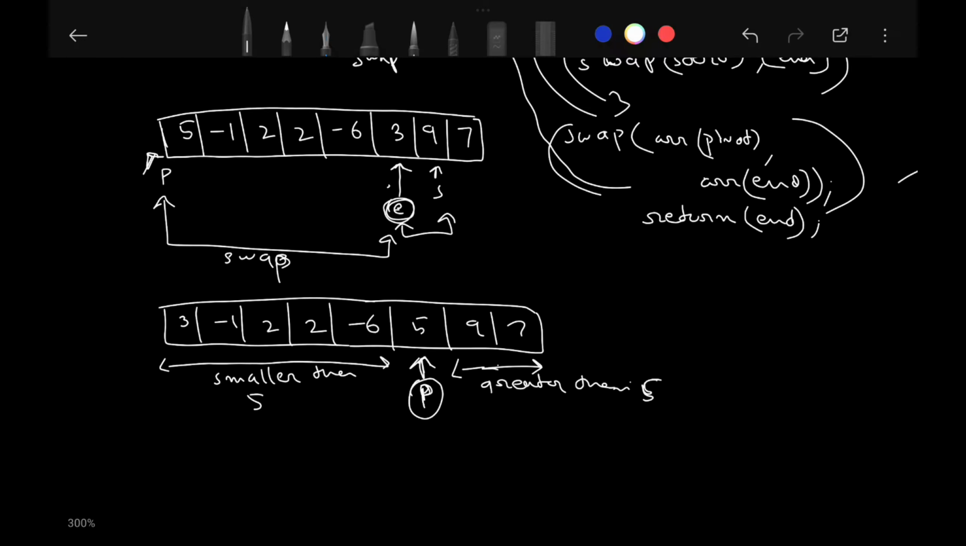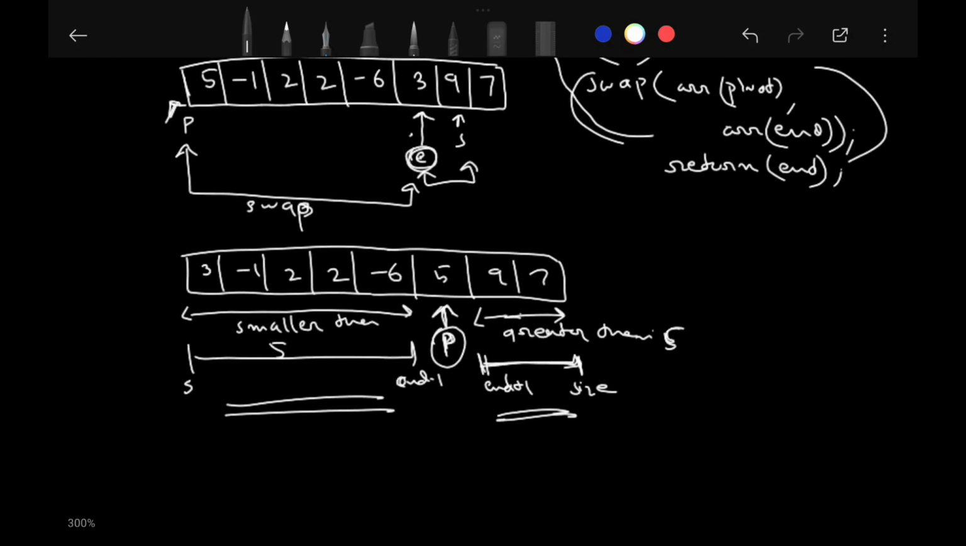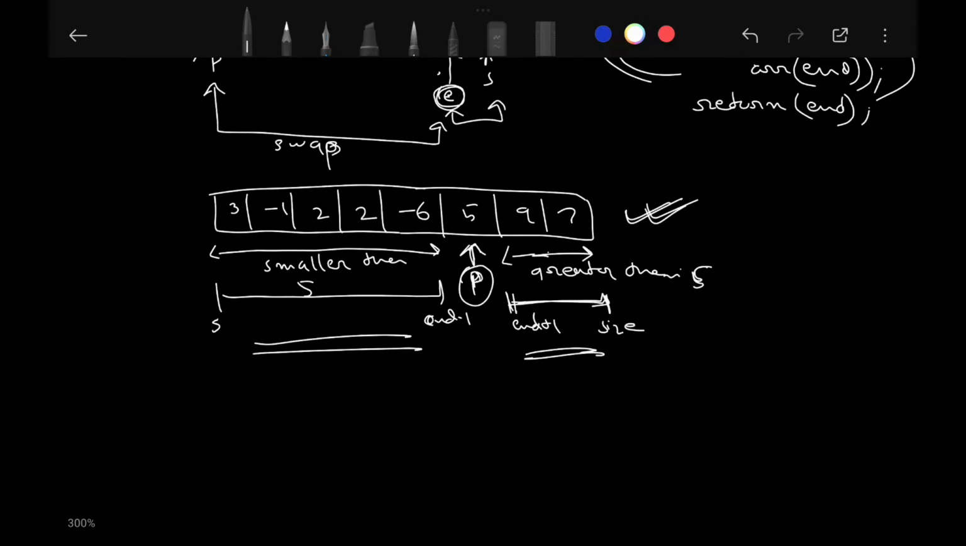After we have done that, the rest of the cases would be done through recursion. That means starting from start to end minus 1, and from end plus 1 till the size of the array, we will give these two portions to our recursion function, and it will again perform the partition function on the right side and the left side of the array, and that's how our whole array would become sorted. One case I have shown you, and recursion will handle all the other cases.